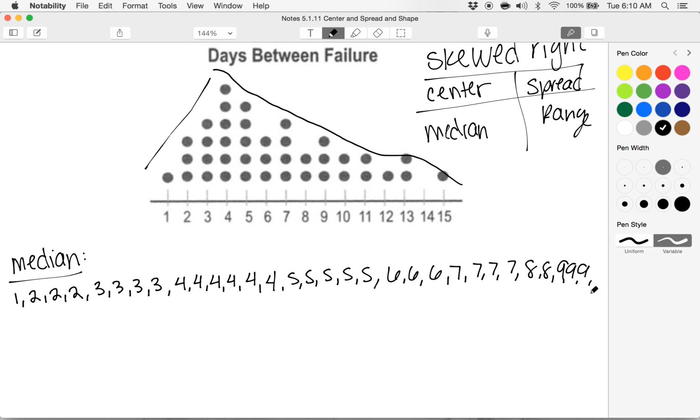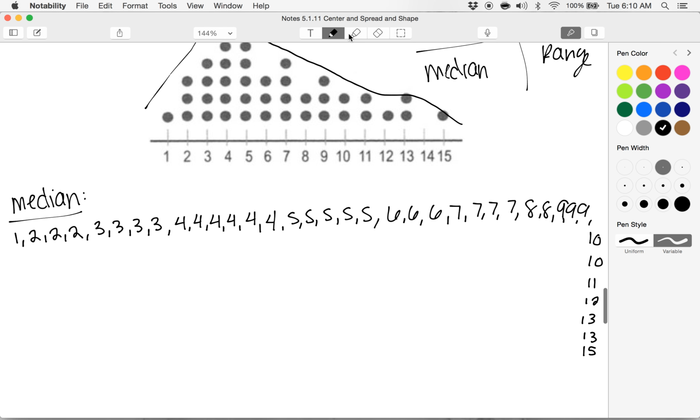2 tens. I am out of room, so we're going to just go down. An 11. A 12. 2 13s. And a 15. Well, that is a huge data set. Here we go. Now I got to find the middle, though.